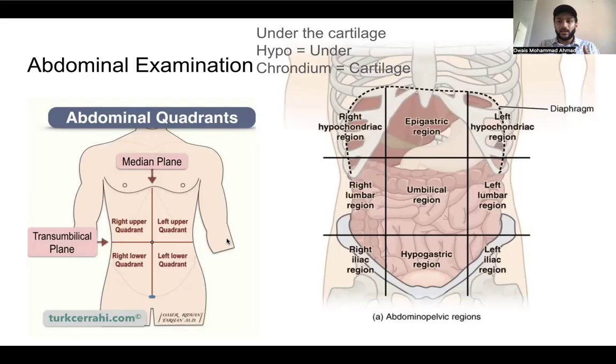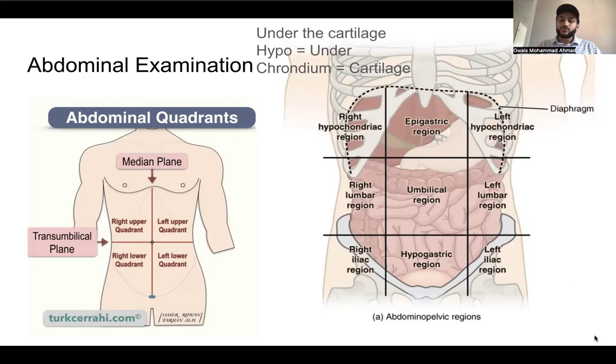And of course, as a female, we have more differentials such as ectopic pregnancies and ovarian torsion. And there are many other things like that, but that's a way we can divide it. And we have a median plane, and we have a transumbilical plane. That's how we divide it. So it's divided at the belly button, and that's how it's made.